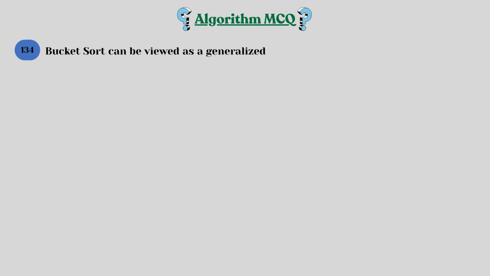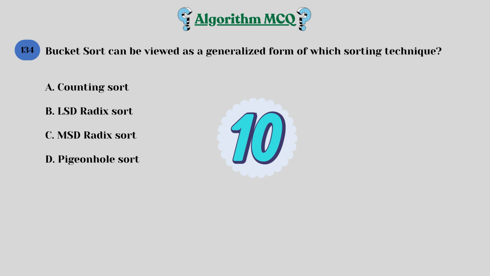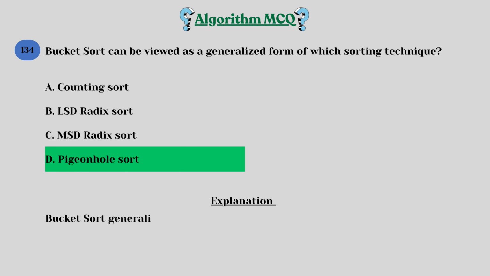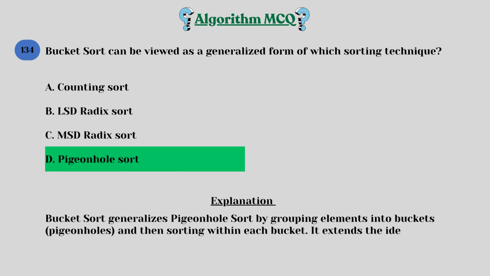Bucket sort can be viewed as a generalized form of which sorting technique? Correct answer, pigeonhole sort. Explanation, bucket sort generalizes pigeonhole sort by grouping elements into buckets, pigeonholes, and then sorting within each bucket. It extends the idea to handle a wider range of inputs more efficiently.